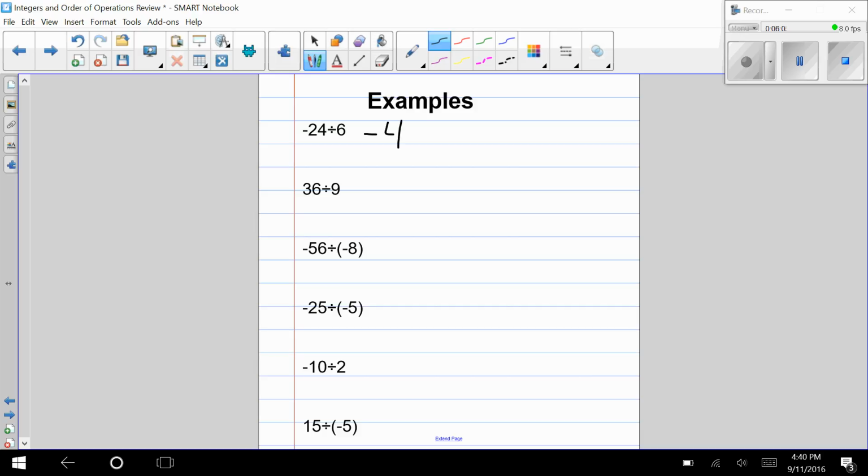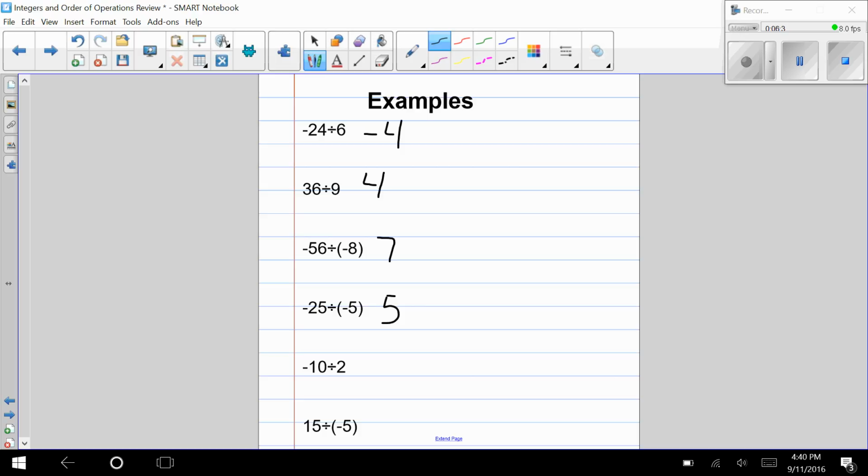36 divided by 9, they're both positive. My answer is positive. 36 divided by 9 is 4. For negative 56 divided by negative 8, they have the same sign, so my answer is positive. 56 divided by 8 is 7. Negative 25 divided by negative 5. They have the same signs. My answer is positive. 25 divided by 5 is 5. So that is my answer.